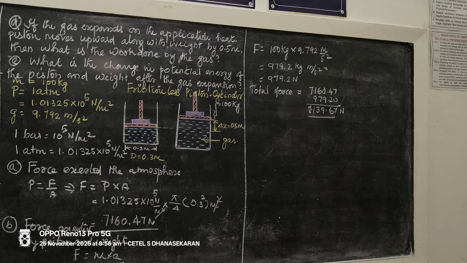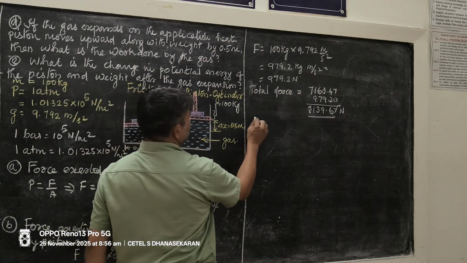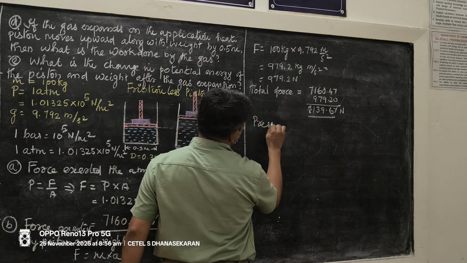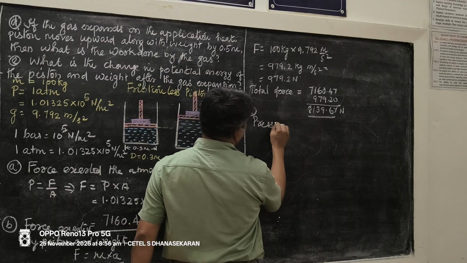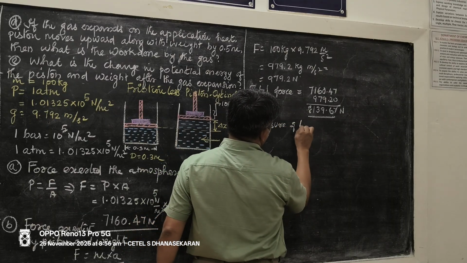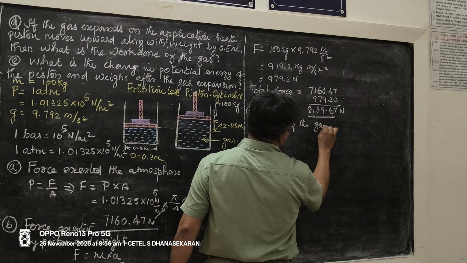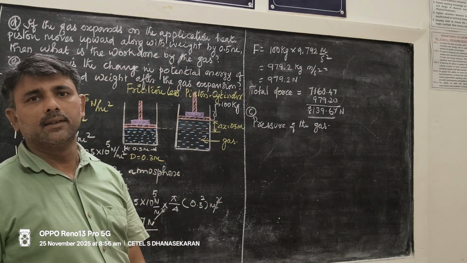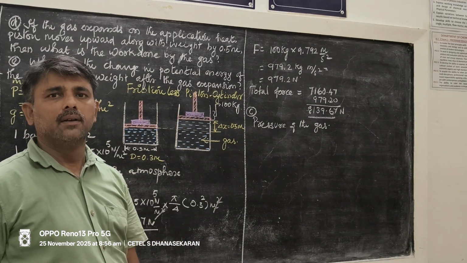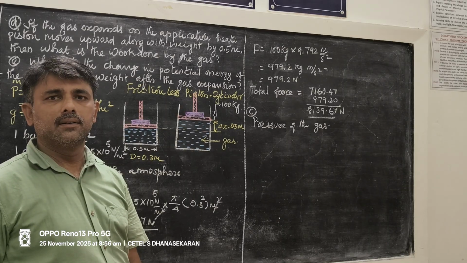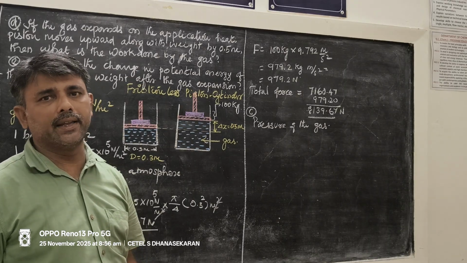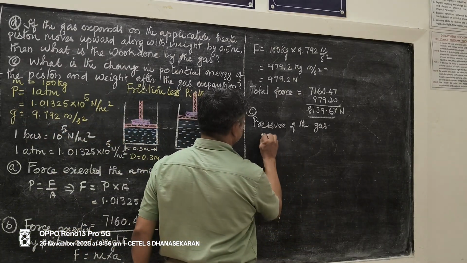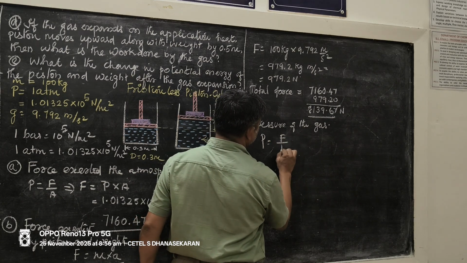Question number 3. What is the pressure of the gas? Question C. Pressure of the gas, again, the pressure of the gas inside the cylinder. Pressure is nothing but force per unit area. The total force, pressure P is equal to force per unit area.